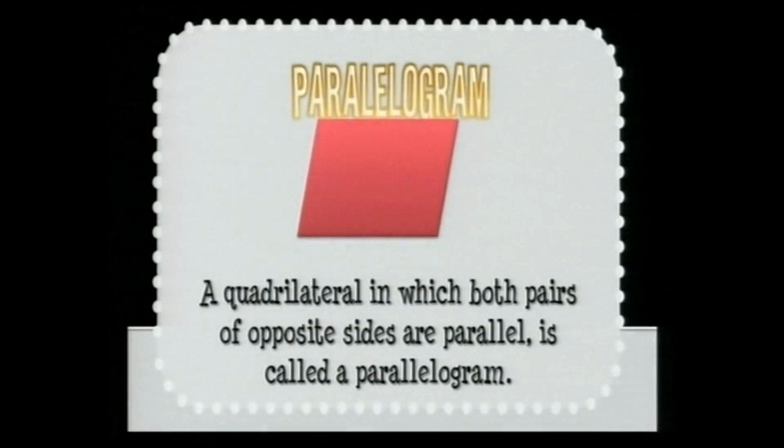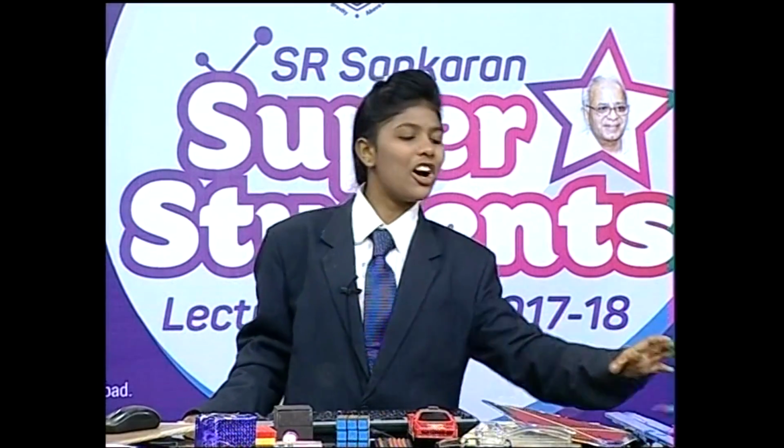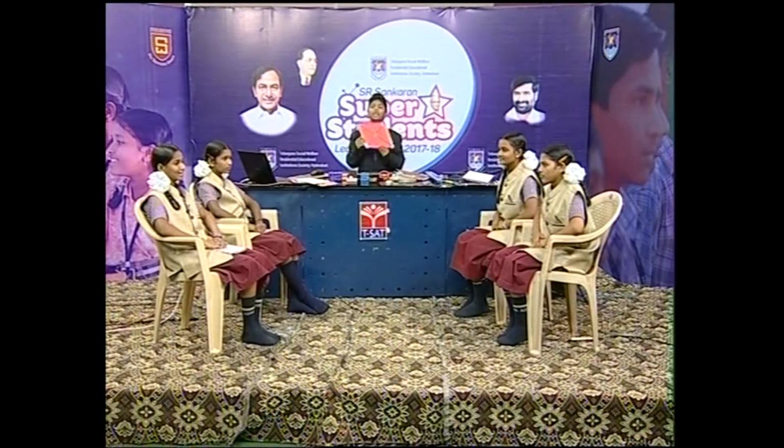Okay, friends. The fourth property of a parallelogram: the diagonals bisect each other. So here, AO is equal to OC, OB is equal to OD. Very good, friends. I think you already had much of an idea about the parallelogram. So, okay, let me say briefly about the parallelogram.